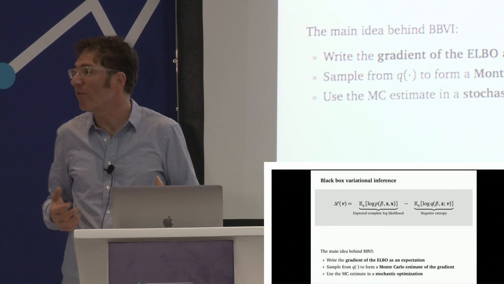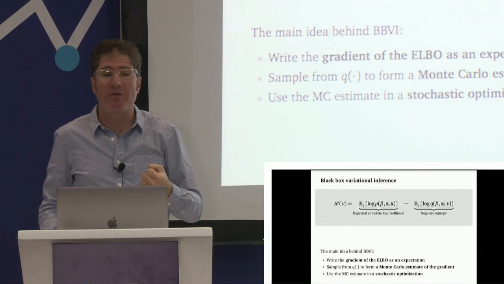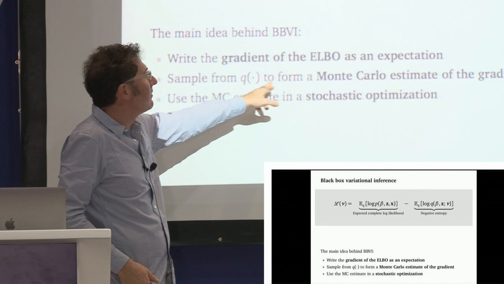Whereas in stochastic variational inference, we got noisy gradients by subsampling the data, here we're getting noisy gradients by taking Monte Carlo approximations of an expectation.